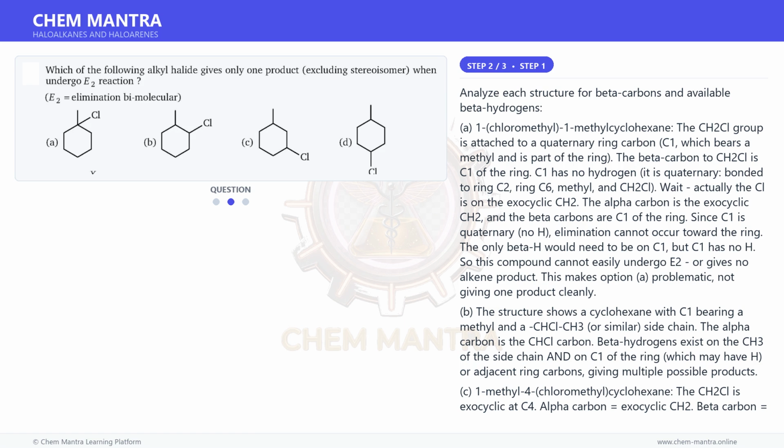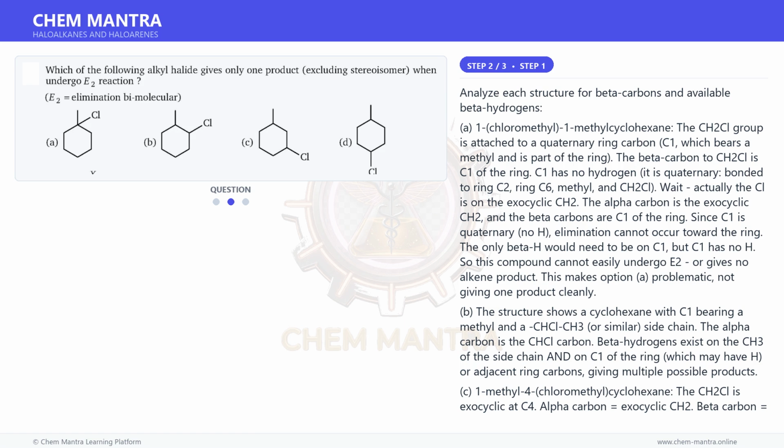Since C1 is quaternary, no H, elimination cannot occur toward the ring. The only beta H would need to be on C1, but C1 has no H. So this compound cannot easily undergo E2 or gives no alkene product. This makes option A problematic, not giving one product cleanly.